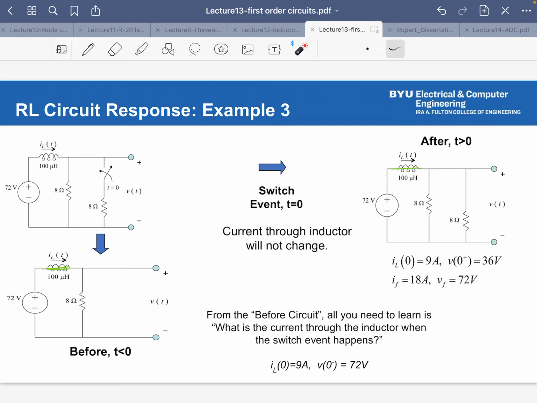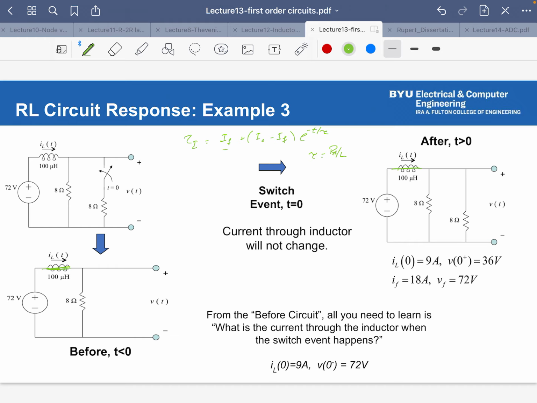Yeah, so it's going to be 72 divided by 4, so the final current now is going to be 18 amps. All right, and then if we want to find the time constant, remember the current through the inductor, IL, is going to be I final plus I initial minus I final, e to the minus t over tau, and in this case tau is going to be R over L. And this R is the R Thevenin equivalent.